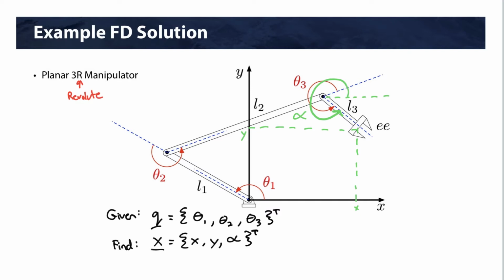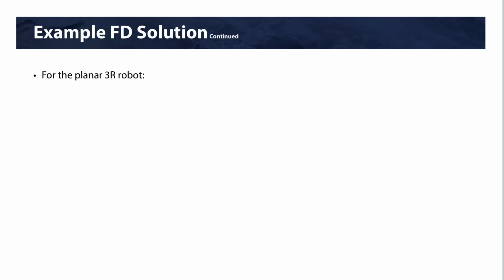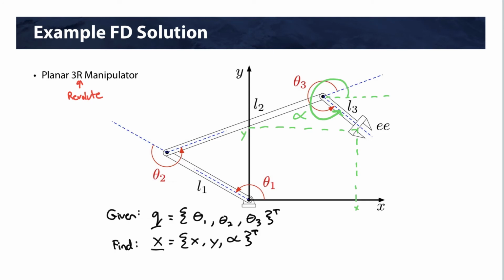So for the planar 3R robot, we can use trigonometry to solve for the forward displacement solution. We're going to start with the X position. If we go back to our figure, what we're trying to figure out is the projection of our end effector position on our x-axis. We can do that by finding the projection of each of the links, just using trig. The projection of our first link would be L1 times cosine theta 1, and that will give you this length here.